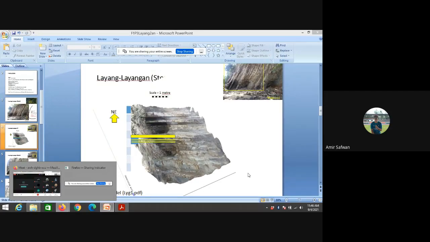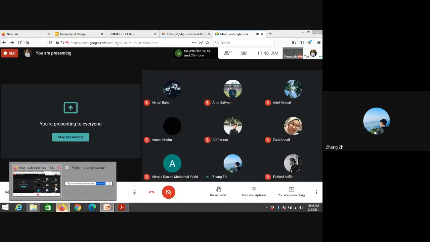Okay, faham, Doktor. Doktor, untuk sandstone tu, macam mana tahu dia exactly the grain size untuk sandstone?